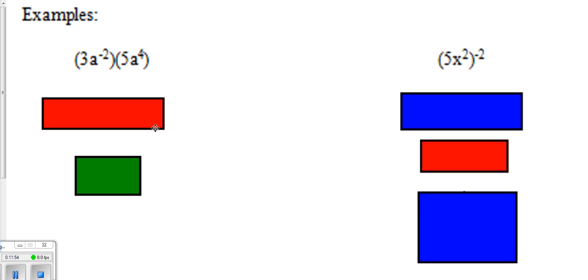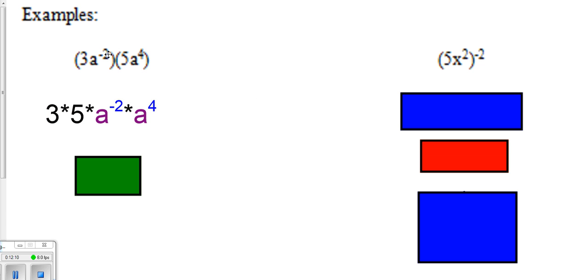Let's go over some more examples here. Our first example, in parentheses, 3 times a to the negative 2nd power, all of that times 5 times a to the 4th power. Simplifying this out, because there are no exponents on the outside of these parentheses, we just multiply each piece together. So we look at our coefficients, 3 and 5. Right here, those are just the numbers. And then we look at our variables, a to the negative 2 and a to the 4. So 3 times 5 times a to the negative 2 times a to the 4th.